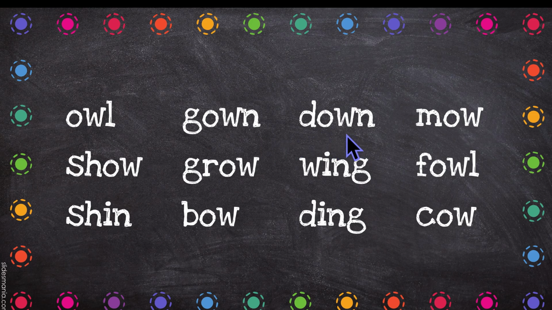First we will try with O. D-own. I don't recognize that. Let's try it the other way. D-own, down. First, we will try it with O. M-o, mo. Now we will try it the other way. M-ow, mow. Sh-o, show. Sh-ow, show.